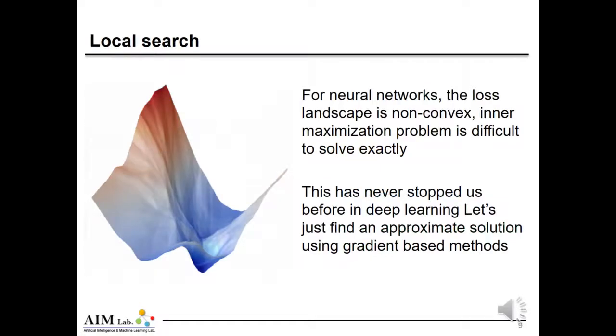The loss landscape of deep learning is non-convex and has many local optima. So it is difficult to find the exact solution to maximize the loss. So here we try to solve this problem by using gradient descent just to find an approximate solution.